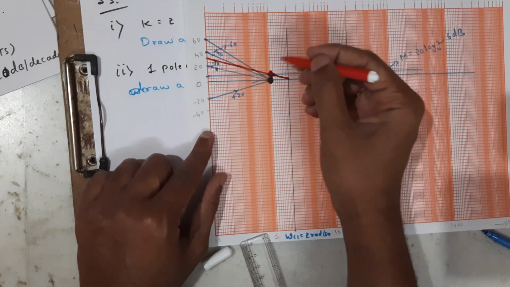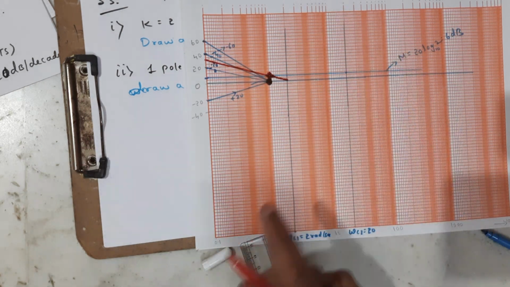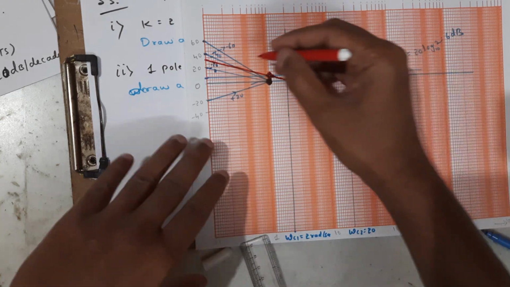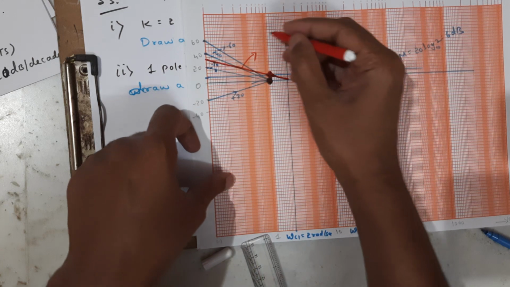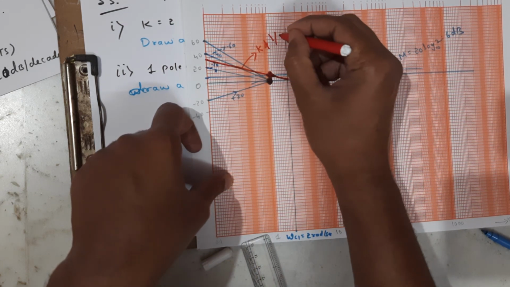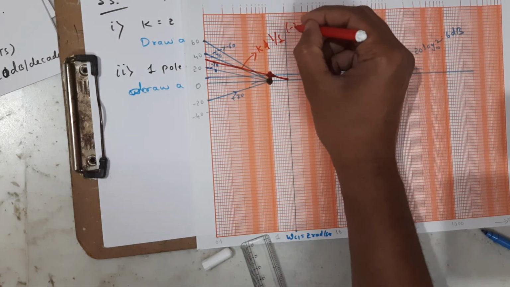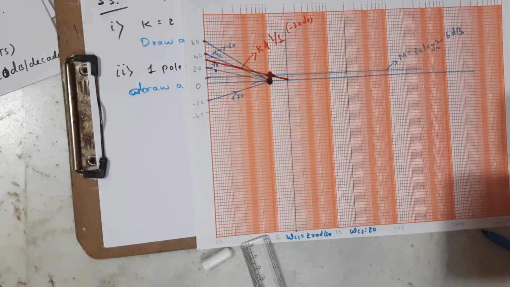Why? Because we have one pole at the origin. What is the contribution of one pole at the origin? It is minus 20 dB. So this represents the contribution of K as well as one pole at the origin. So it is a slope of how much? Minus 20 dB per decade. So that is the contribution.